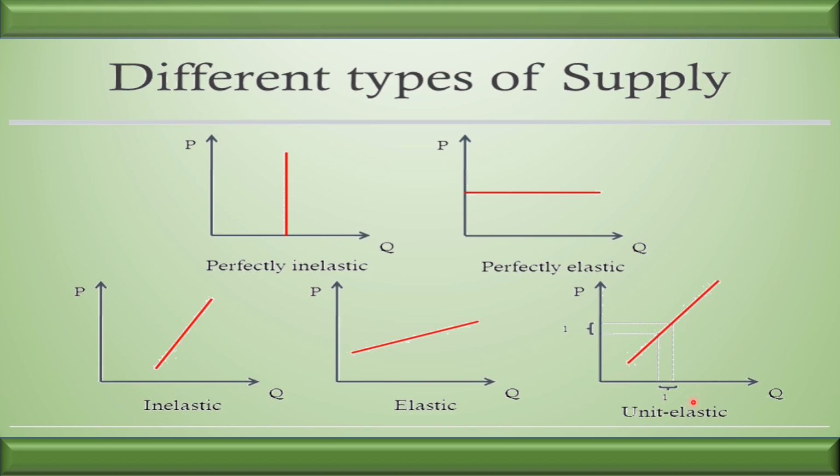Let us see the last one, that is the unitary elastic supply. According to this, the percentage change in price and the percentage change in supply are equal. When the percentage change in supply and the percentage change in price are equal, it is called unit elastic.